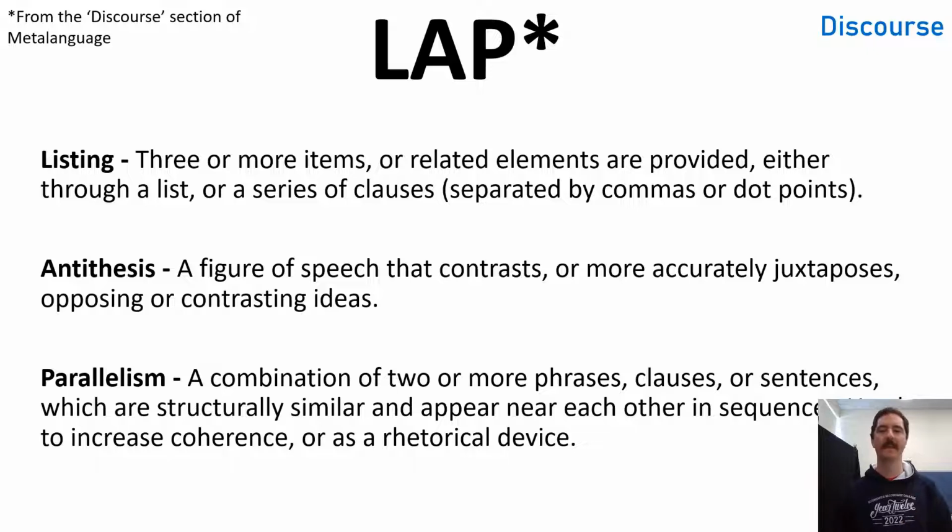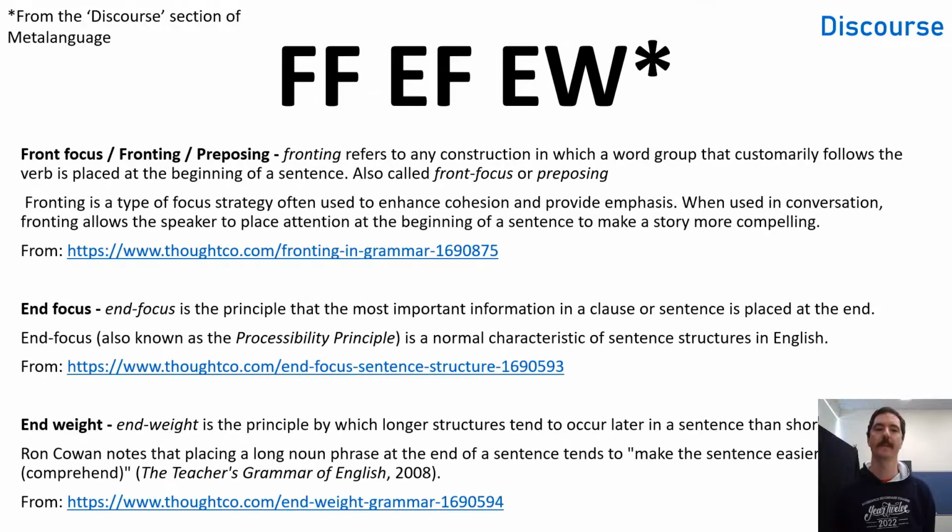Parallelism is where you do very similar things across two different paragraphs, or two different sentences rather. So something like, it was a good day, it was a bad day. It was the best of times, it was the worst of times. Parallelism is sort of copying the structure of one another to make a nice little connection across sentences.